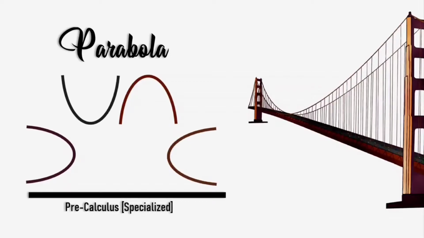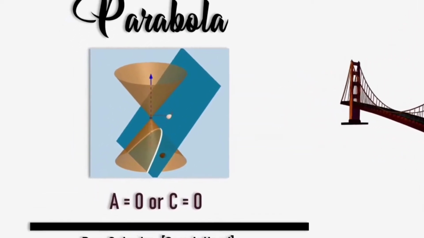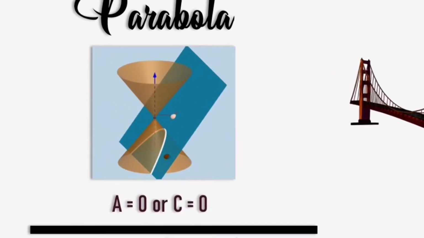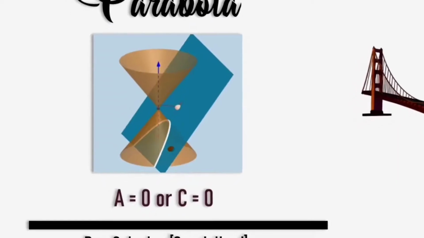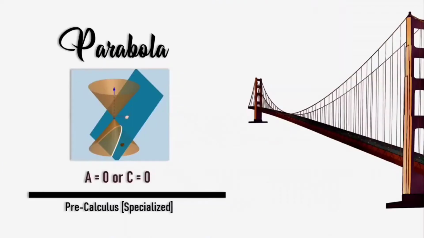We know that a parabola is created whenever the plane intersects the cone parallel to its sides to form an unbounded curve. And alam natin na parabola ang isang equation if masatisfy niya ang condition na a is equal to 0 or c is equal to 0.